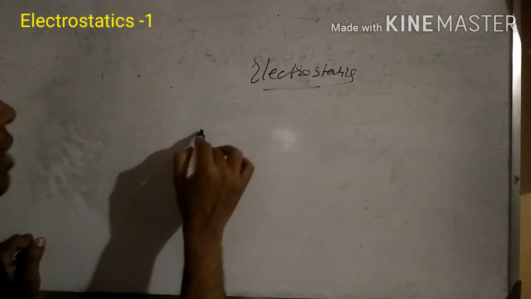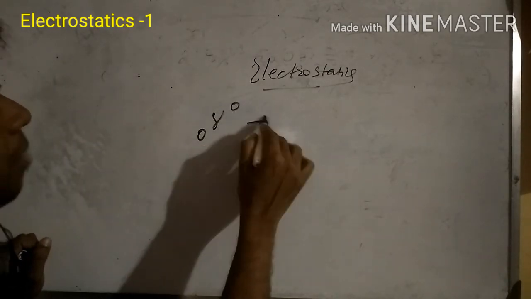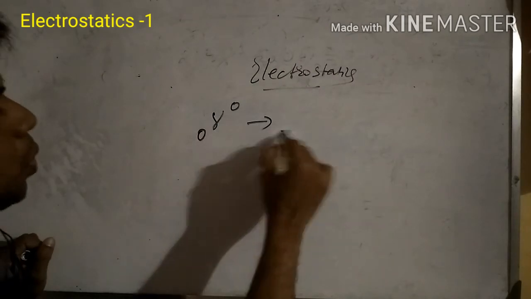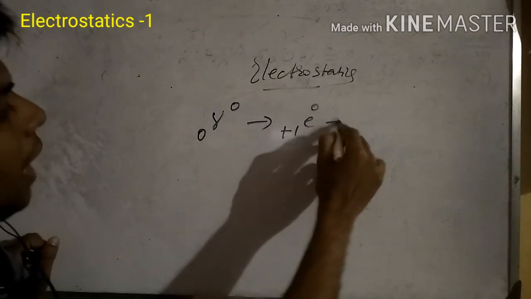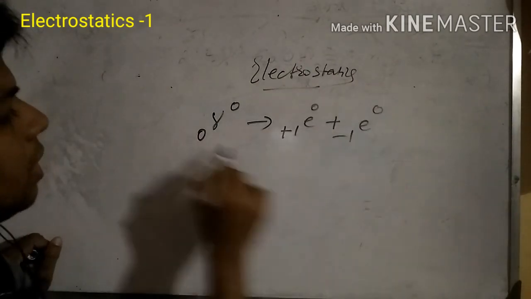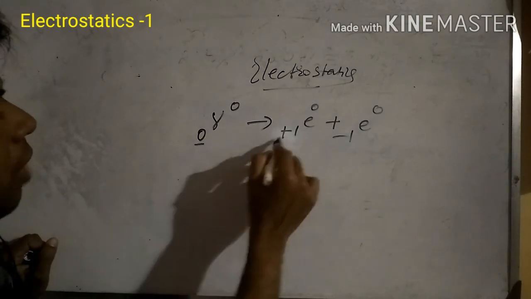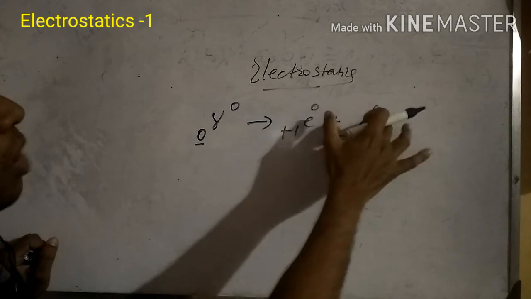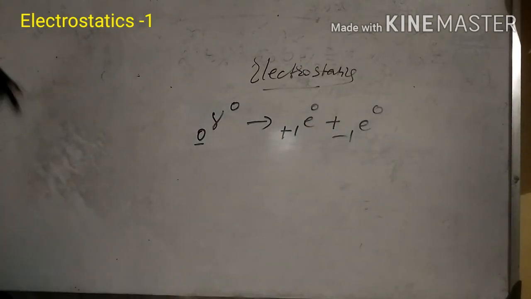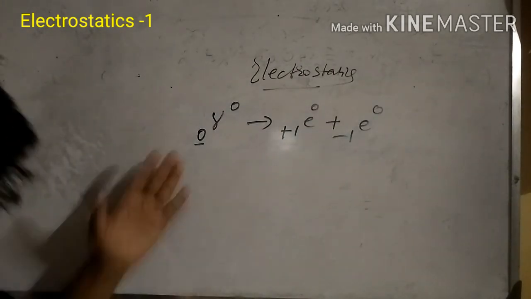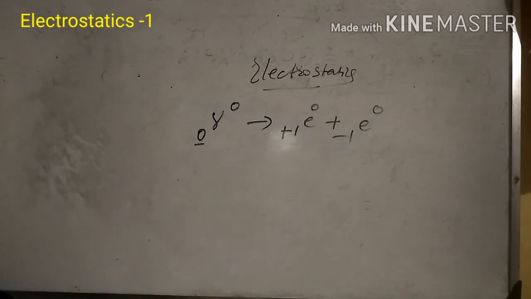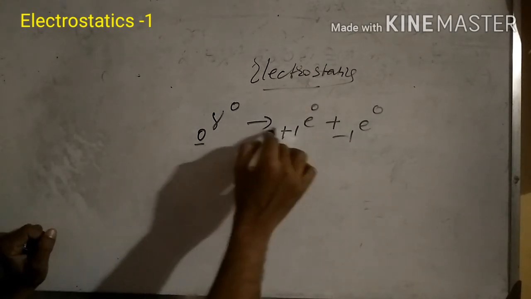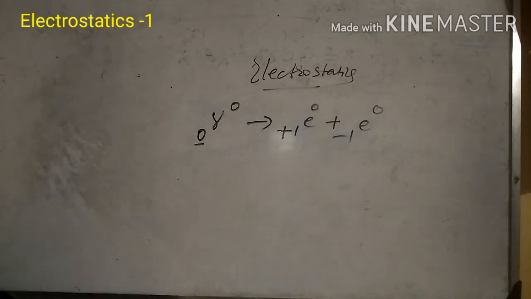As an example, take pair production, that is, a gamma photon producing a positron and electron pair. The gamma is 0, and the +1 and -1 combine to 0, so 0 and 0 are equal. In any nuclear reactions, we can find such types of charge conservation.